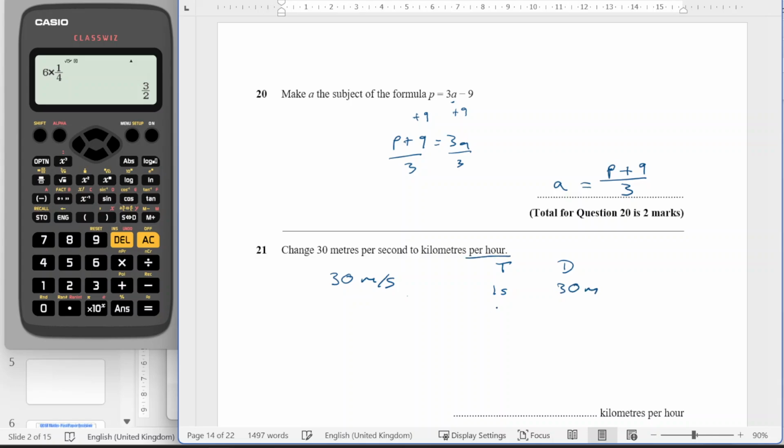Per hour, so if I wanted to go up to an hour, an hour is 60 seconds. So 60 seconds, she would travel 30 times by 60 because I've times by 60 here. So that would be 1,800 meters in an hour. So 1,800, so in 1 hour she would travel 1.8 kilometers. So it's a speed of 1.8. No, I've made a slight mistake there.